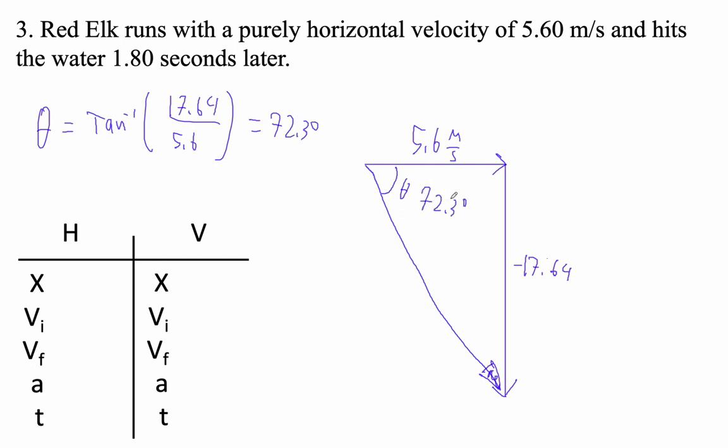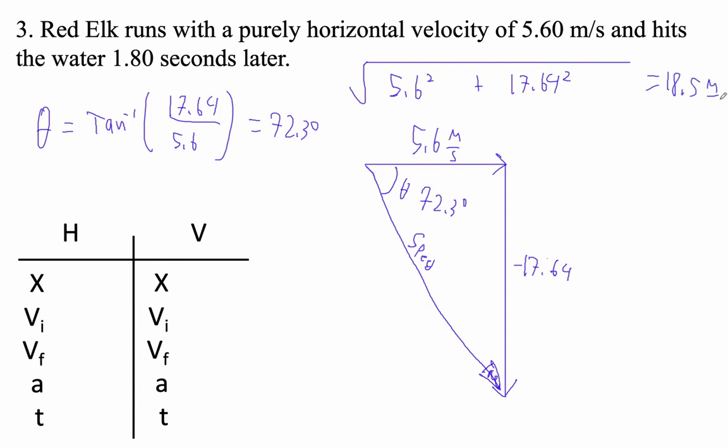All right, let's see. Final velocity of impact. We need to find the magnitude, so let's find the speed. That's going to be the square root of 5.6 squared plus 17.64 squared. Again, don't use the minus sign. It'll have surprising results sometimes. So the square root of 5.6 squared plus 17.64 squared is 18.5 meters per second. That's, of course, the speed. 18.5 meters per second. Ta-da!